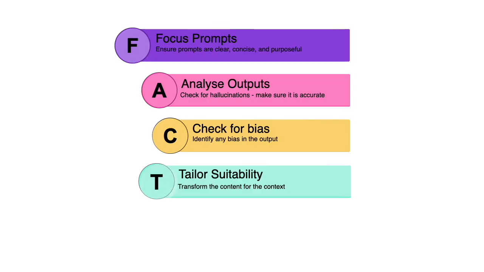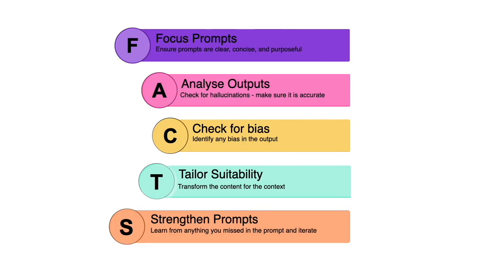T stands for tailor suitability. Even a well-written, accurate, unbiased AI output will not be right for your context without adaptation. AI does not know your students, your school values, your local curriculum context, or the specific lesson, communication, or document that you're trying to create. Tailoring means taking the AI's first draft and genuinely transforming it, adjusting the reading level, the examples, the tone or the format, so that it works for the intended audience. This is where your professional expertise is irreplaceable. AI provides a starting point, you provide the judgment.